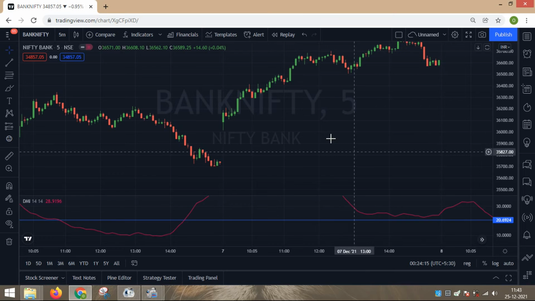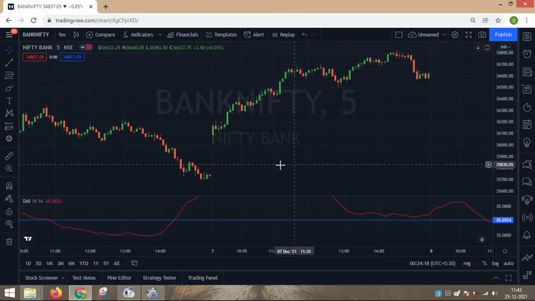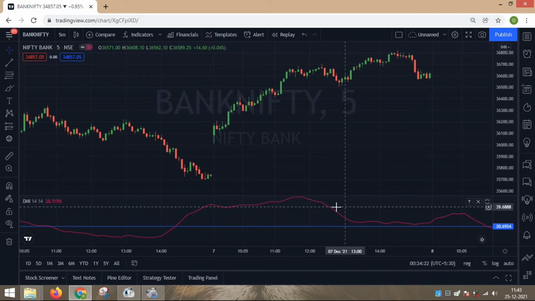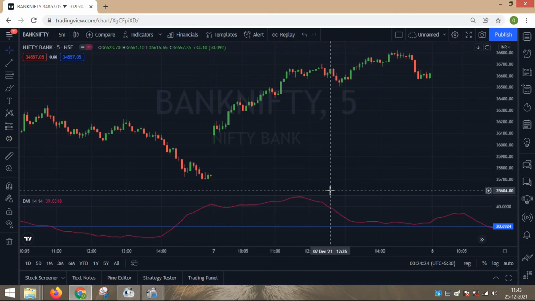So the meaning of this is to indicate the momentum of the market. It's not indicating the direction of the market. You have to keep that in mind.